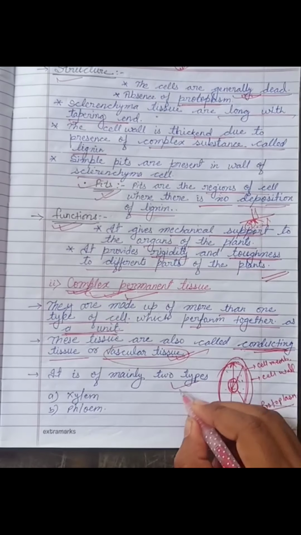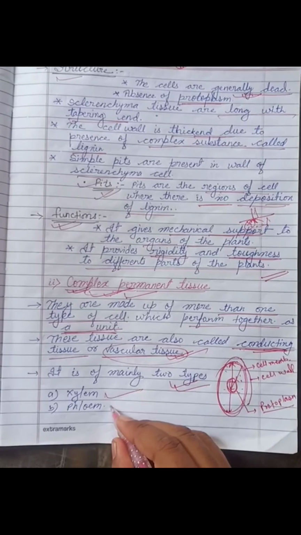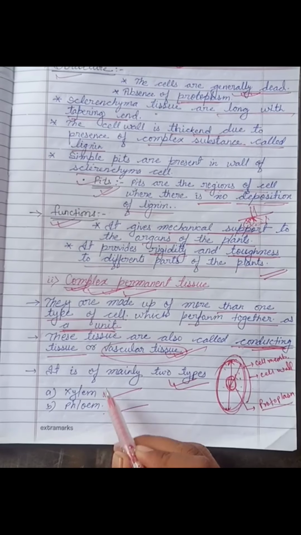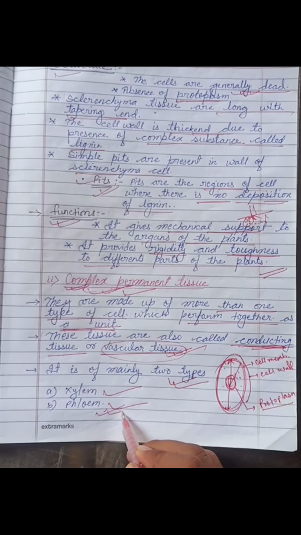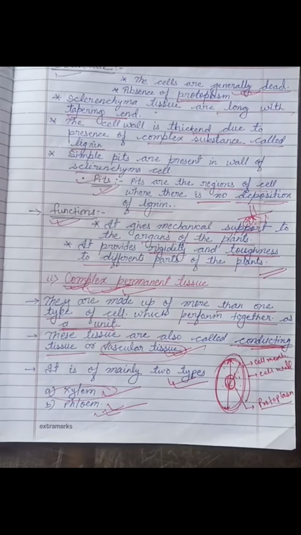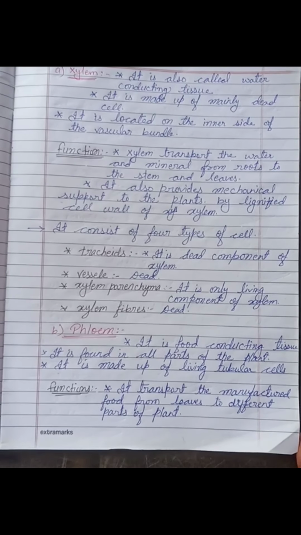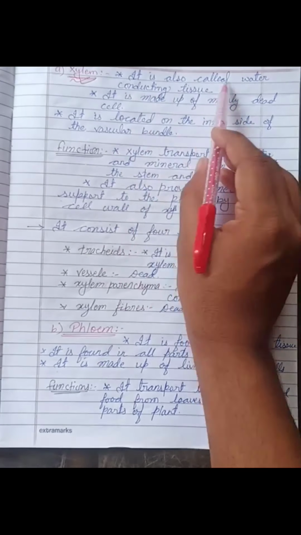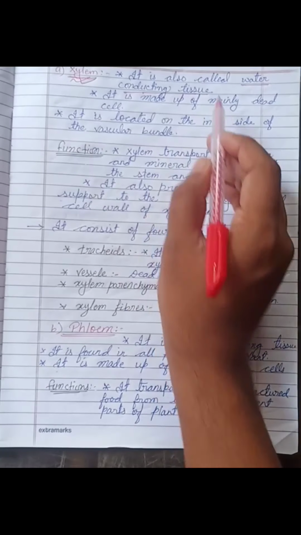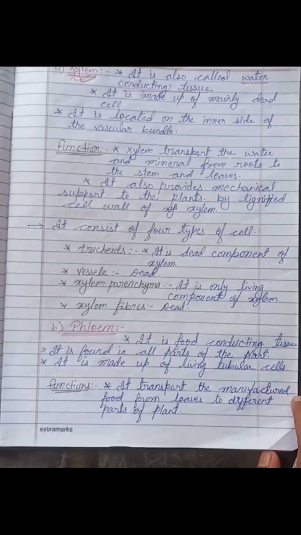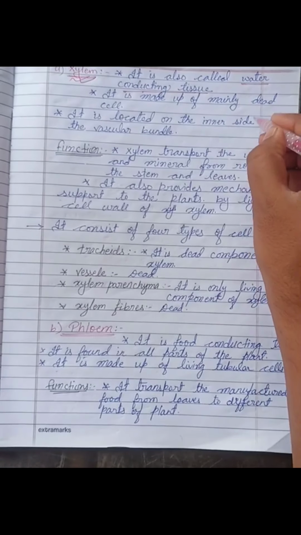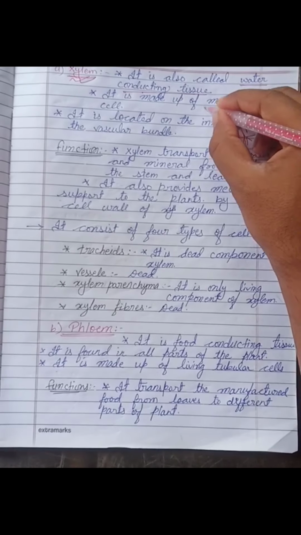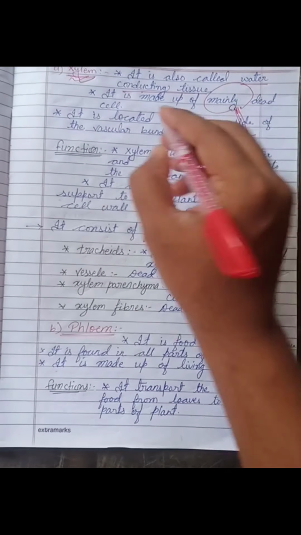It is mainly of two types: xylem and phloem. We will discuss each and every complex permanent tissue in detail. Okay. Now take a look at the xylem first. It is also called water conducting tissue, because as you know, the water is conducted from the root to the stem or different aerial parts of the plant due to the xylem.